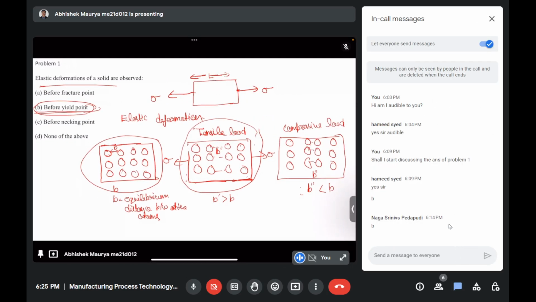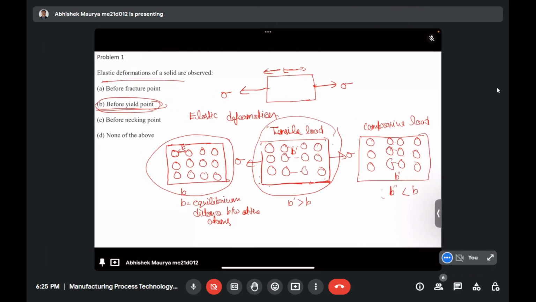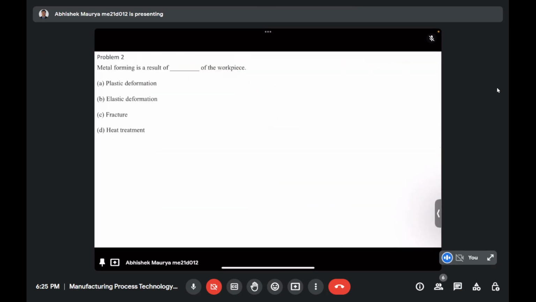Is it clear to everyone? Please respond in the chat box. Okay, it seems it is clear to everyone. Now let's move to problem number 2. Please try first. You can try it by yourself, then we will discuss it together. You can give your response in the chat box.